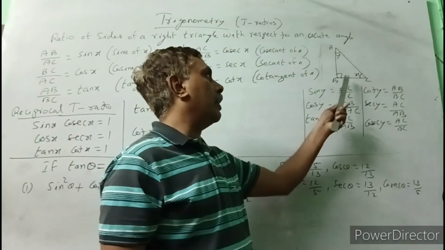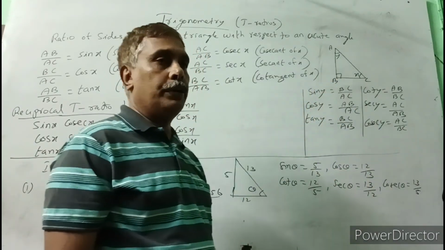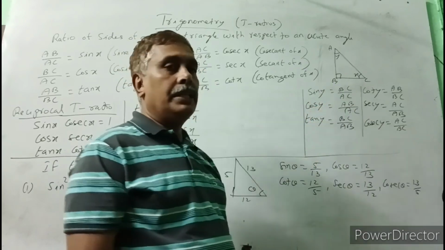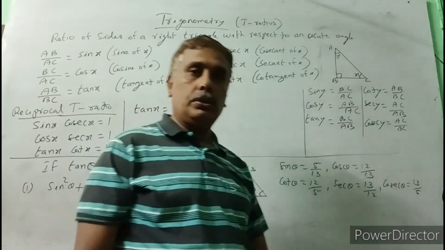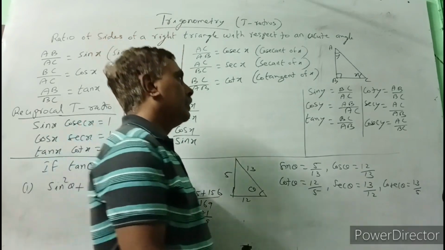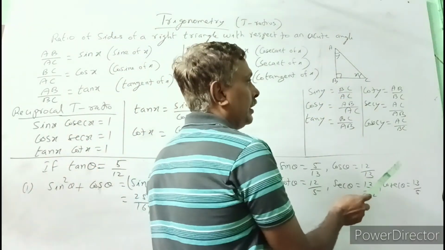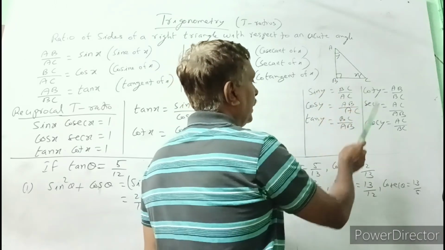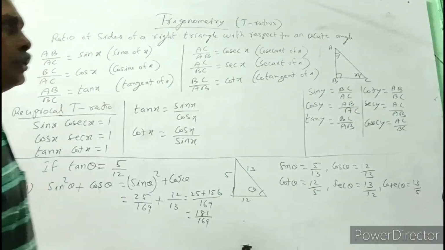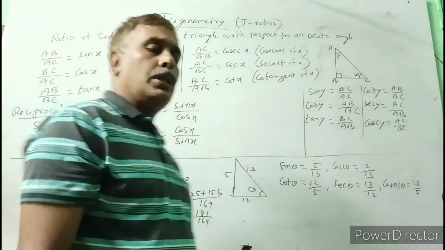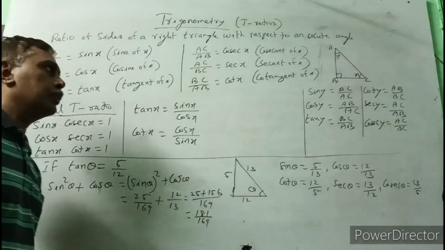So in this right angle triangle, X is an acute angle, Y is also an acute angle. Angle B is 90 degrees. So it is possible to write 6 ratios of the sides. That is AB upon AC, BC upon AC, AB upon BC, BC upon AB, different ratios, 6 ratios. Each of those ratios is called a trigonometric ratio or T ratio.